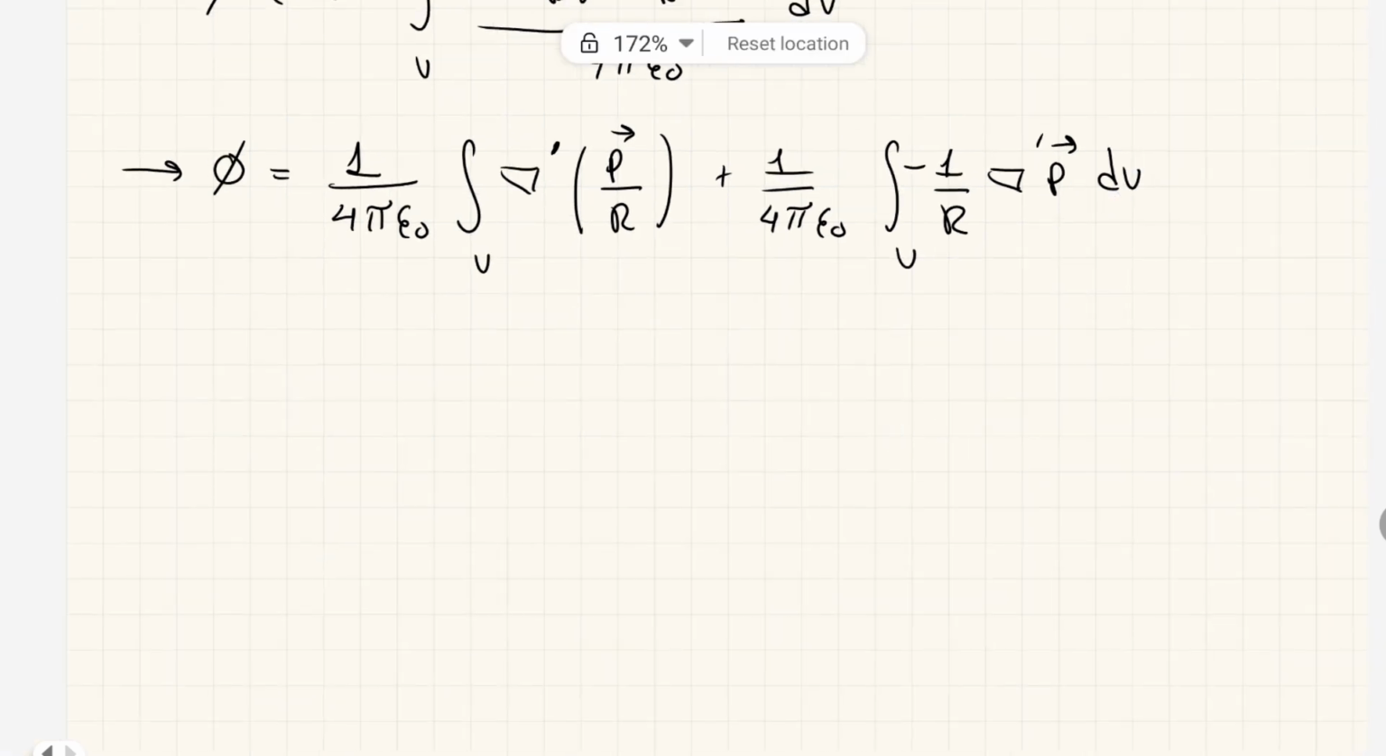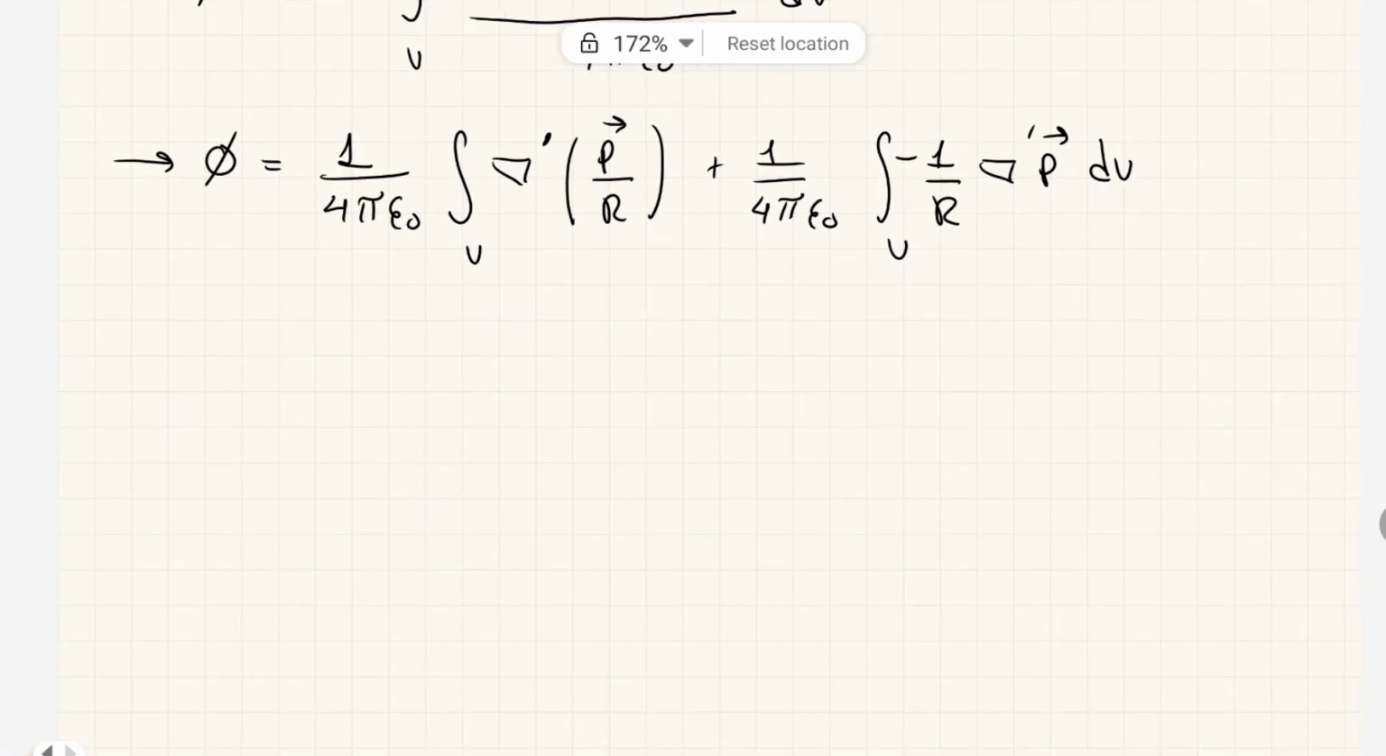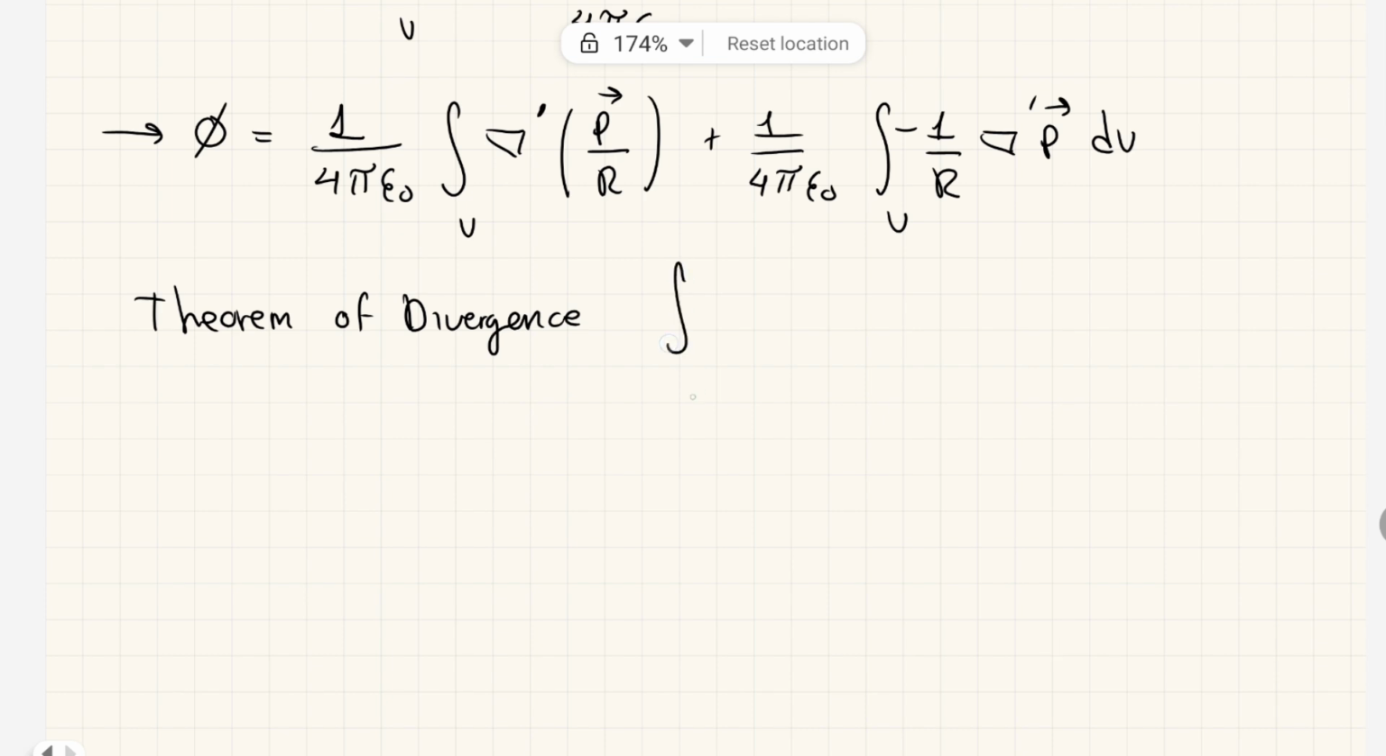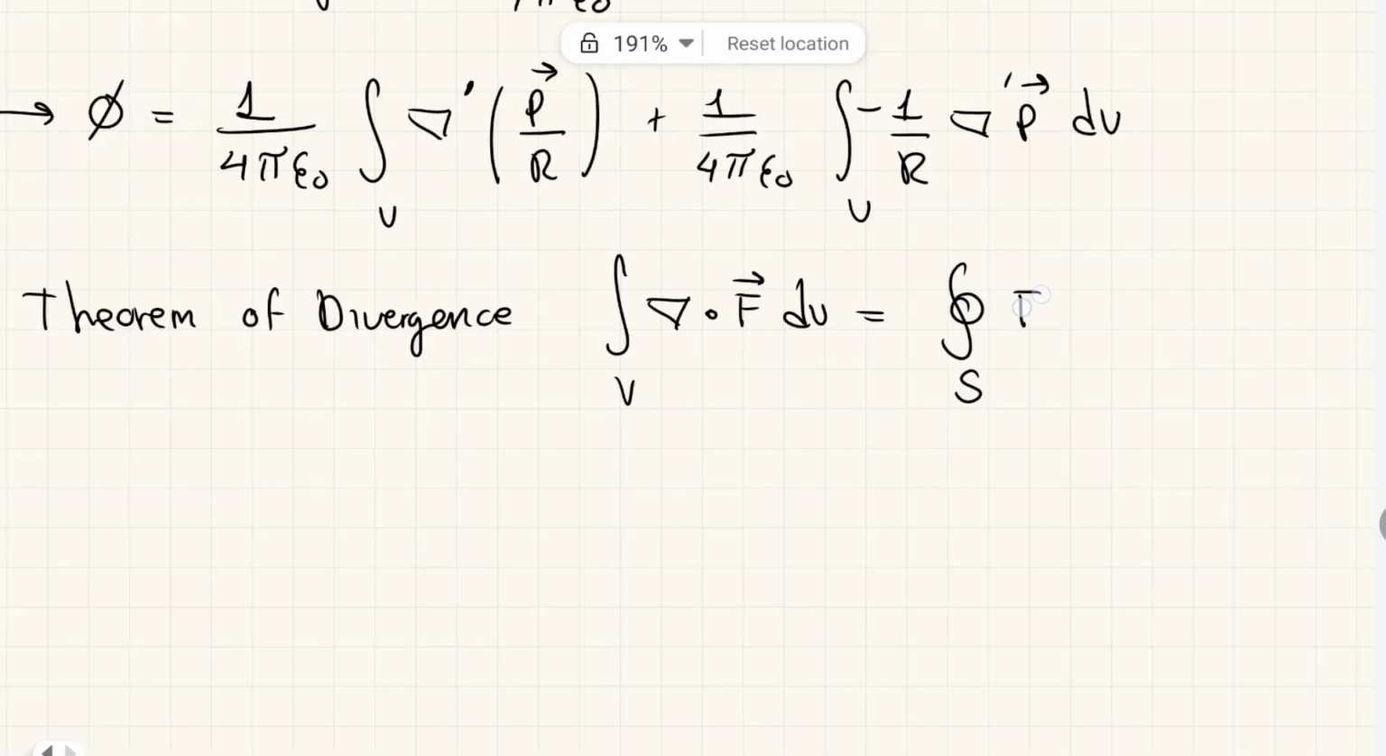Okay, perfect. And now I want to recall that there is a very famous formula known as the theorem of divergence, that says that, well, if you have a volume integral of the divergence of a vector field F integrated on a volume, this will be equal to a surface integral of F dot the differential of area. Okay, we are going to use the divergence theorem in this expression here, looking at, well, we have a volume integral, and it's the divergence of a vector field.